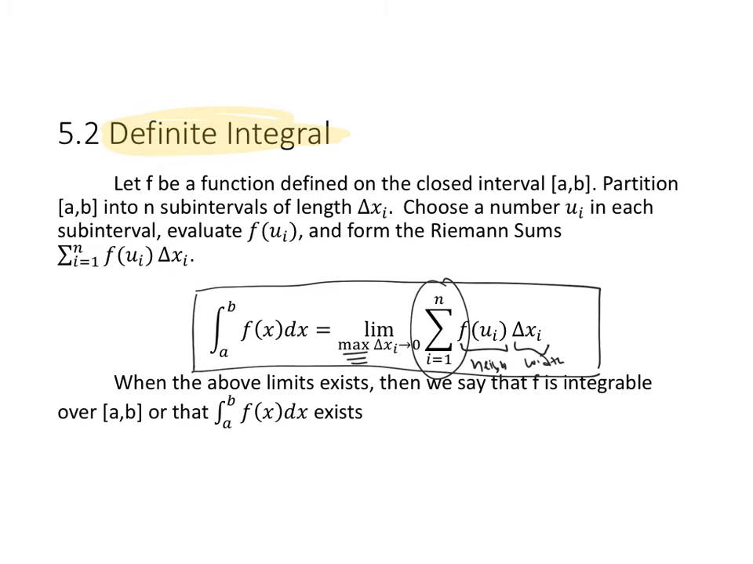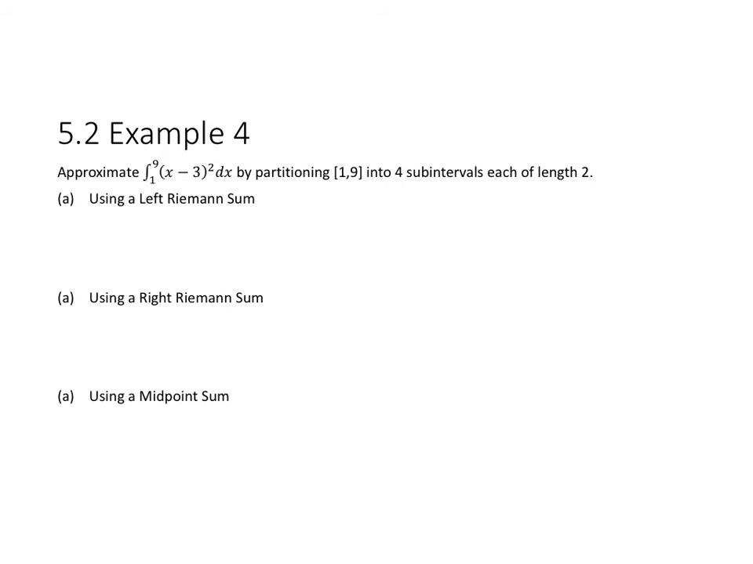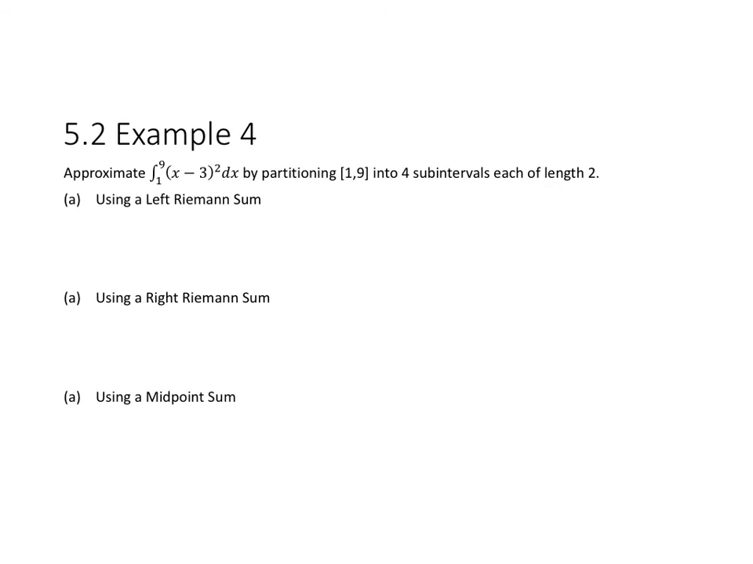This is really, really important, and it's kind of the cornerstone of everything we're going to do for the rest of the year. So just to highlight that this is exactly the same, we're going to approximate the integral from 1 to 9 of (x minus 3) squared by partitioning 1 to 9 into 4 subintervals, each of length 2. So it's asking us to do the exact same thing that we had just done.